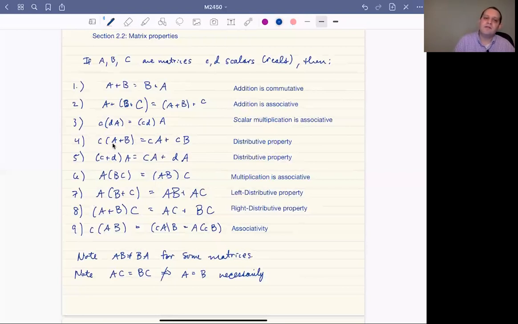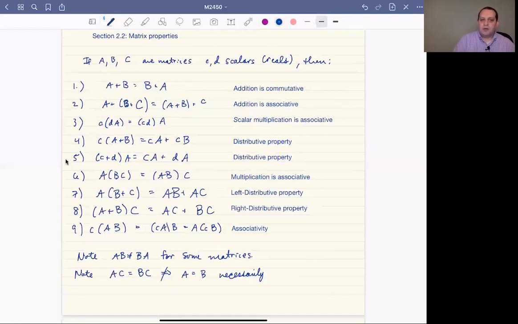You have a distributive property. There's a few distributive properties, but the first one is that if c is a scalar and A and B are matrices, then you can distribute and you get cA plus cB. So that looks pretty natural. Likewise, you could have a sum of two scalars and then distribute against a matrix. So that this would be cA plus dA. So this is all perfectly unsurprising so far. Not much really to talk about there.